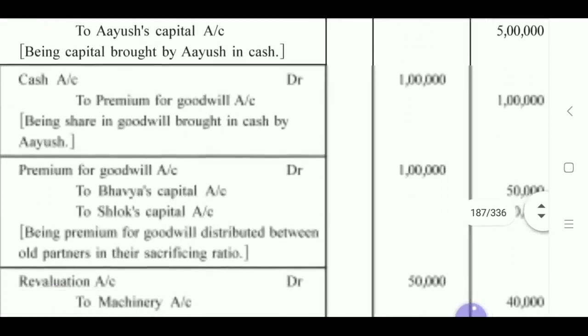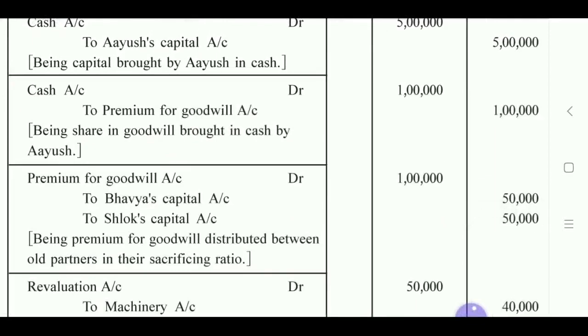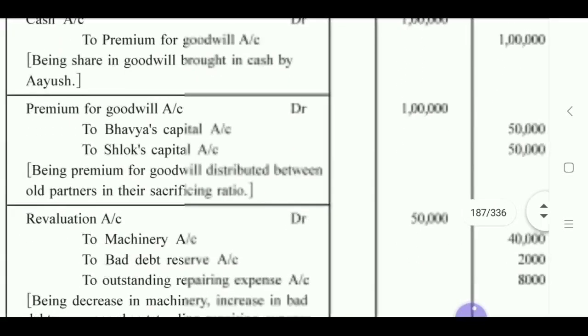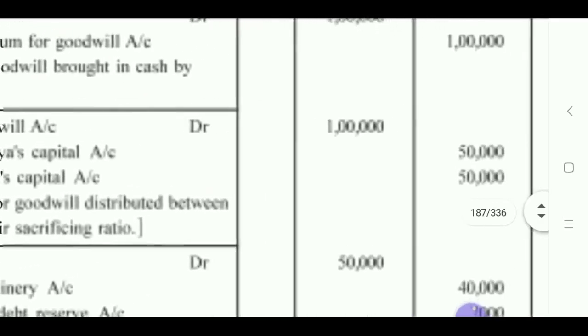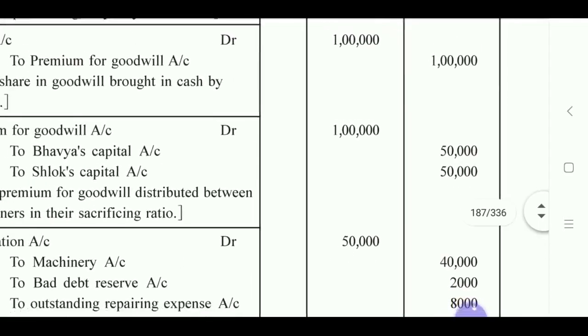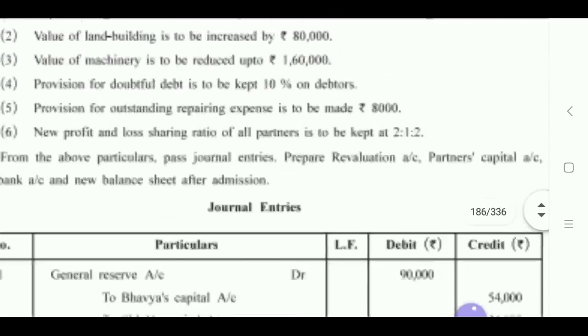Then I have also explained that the amount of goodwill which is brought by the new partner is to be distributed among old partners in their sacrificing ratio. We have also seen that the sacrificing ratio has been calculated and the sacrificing ratio is 1:1. So 1:1 is equal proportion. So 1 lakh has been distributed in equal proportion, which is 50,000 each. Yes? Fine, moving towards the next adjustments quickly.